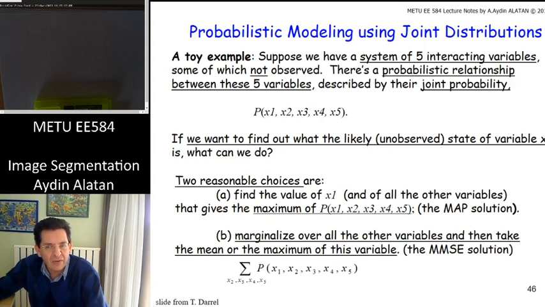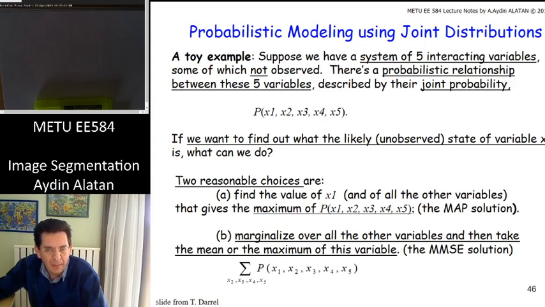Now, two reasonable choices. I can try to find the value of x1 which gives the maximum of this joint probability, this joint PDF. This is called the maximum a posteriori probability solution, okay? Therefore, I'm just maximizing a probability, and the x1 value is your solution.